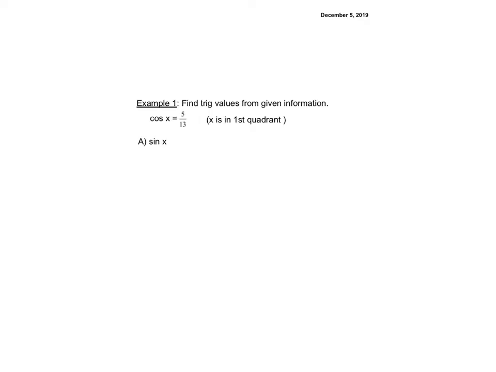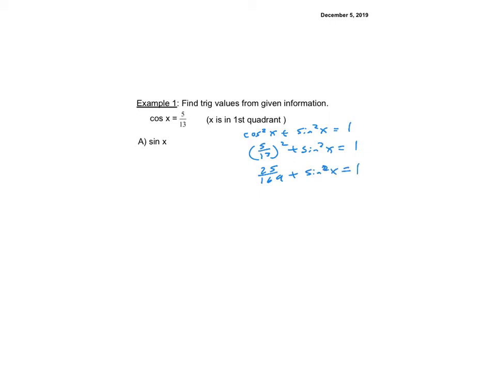So we are going to solve some problems here. We've got the cosine of x is equal to 5/13, and we're supposed to find the sine of x. So let's use our cosine squared x plus sine squared x equals 1 formula to find the sine of x. So this is 5/13 squared. That gives us 25 over 169.